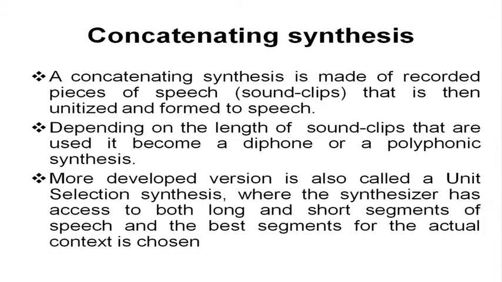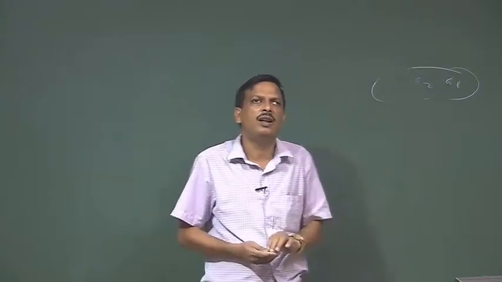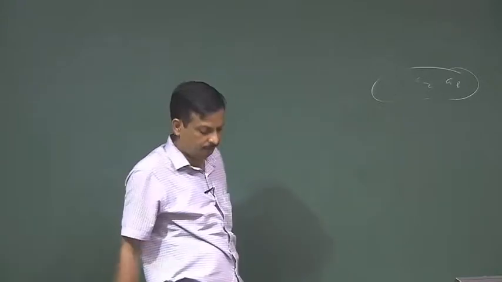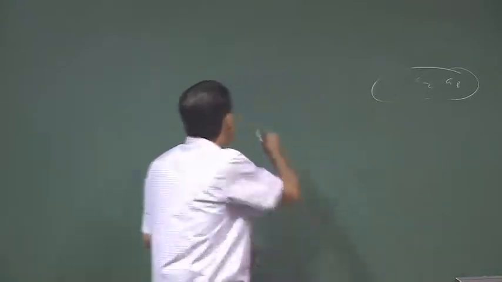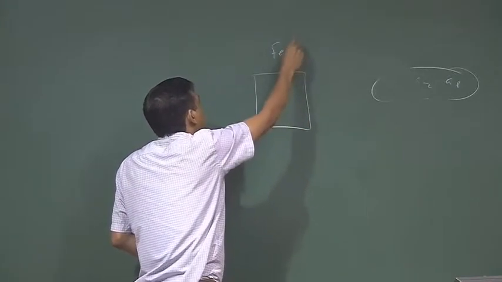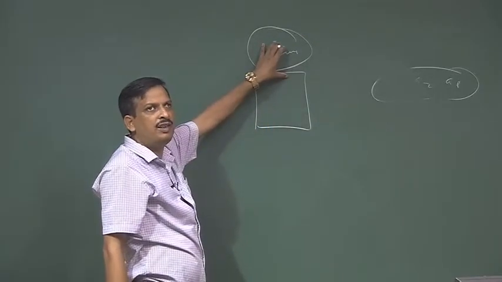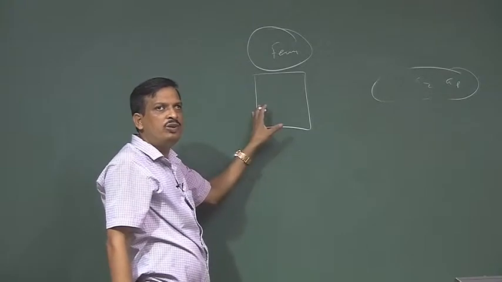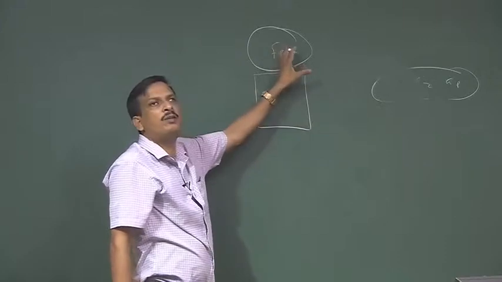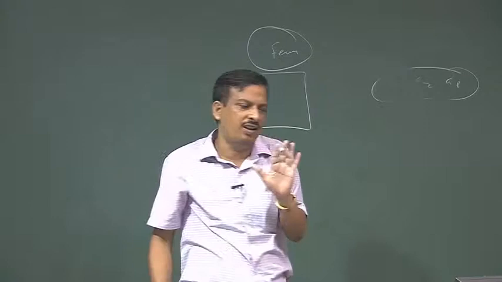Then concatenative synthesis, it is a very simple mode of speech synthesis technique. So, what is required? Any concatenative synthesis requires a pre-recorded database. If I say the machine acts as a female voice, then I require a pre-recorded female database. If I record that pre-recorded database, then for the text which is the input, I can generate that text's speech from that pre-recorded database.